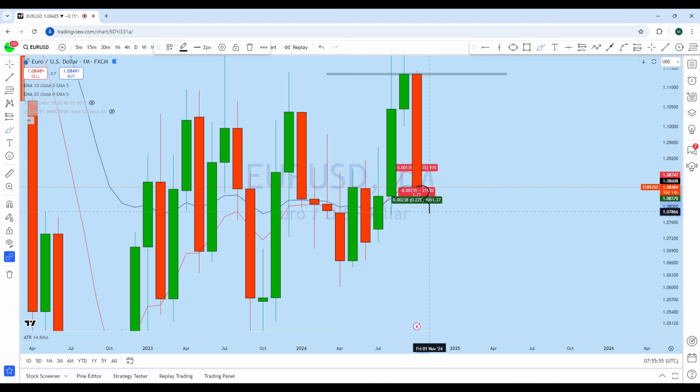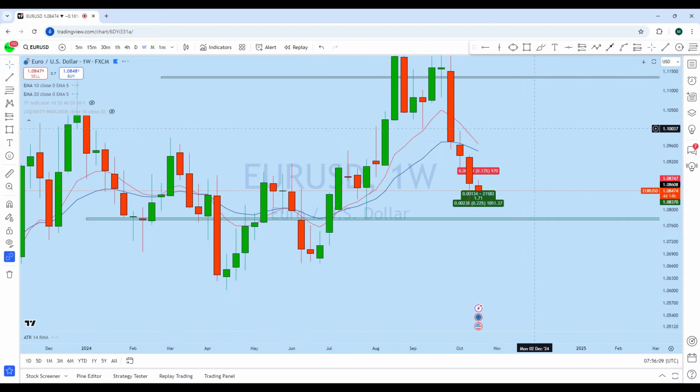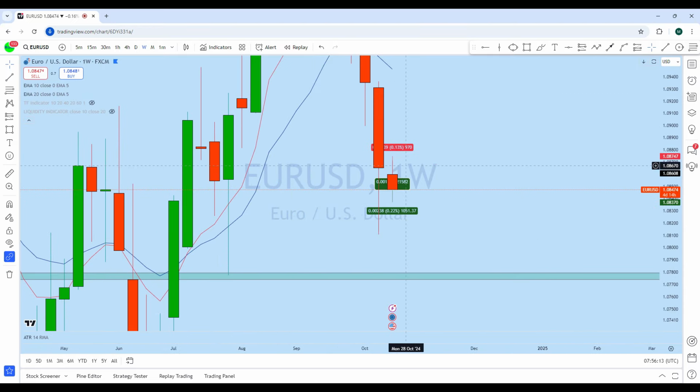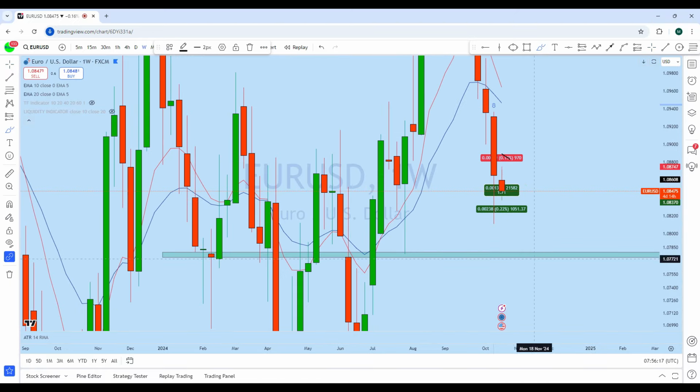After coming back to that support, we can see a series of higher low formation on the monthly, and the price is approaching this low, which is an important support level. If we look at the weekly chart, today is the first day of the trading week. The market opened with a gap, created a lower high, and then had a complete break below.